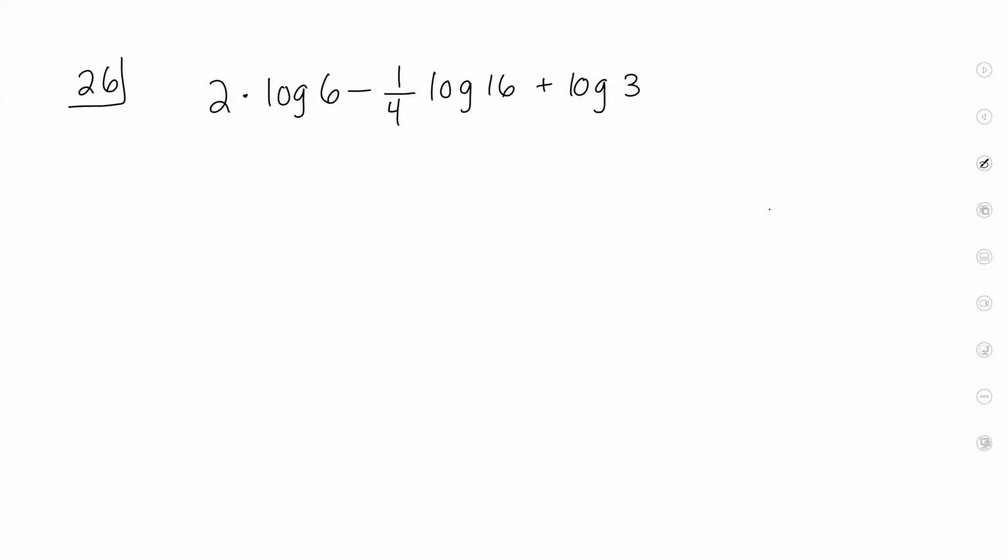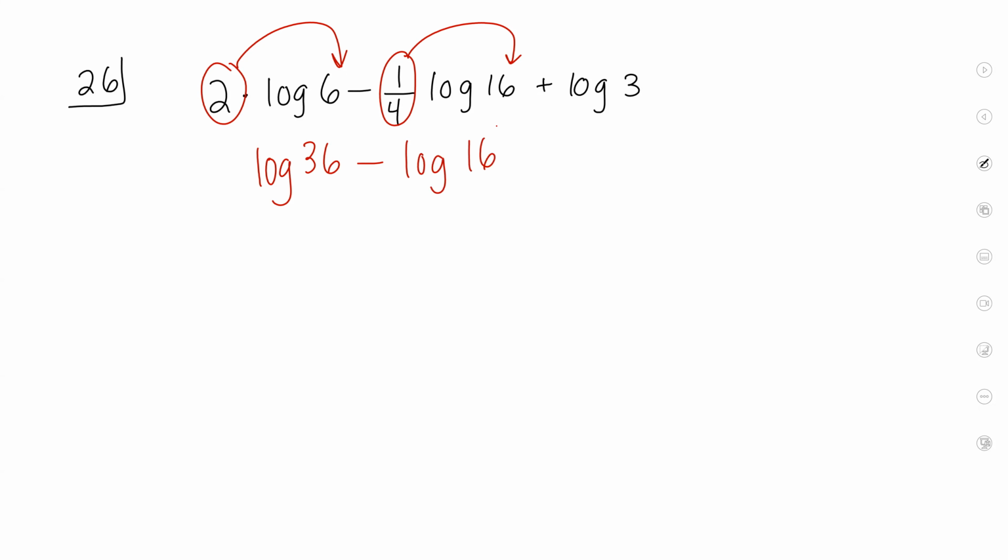Okay, so this problem was requested. First, I'm going to put this exponent of 2 right here so that it will become log of 6 squared, which will be 36. I'm also going to put this coefficient right here as the exponent. So it'll be log of 16 to the 1/4 power plus log 3. So I use the power rule for both of those logs.